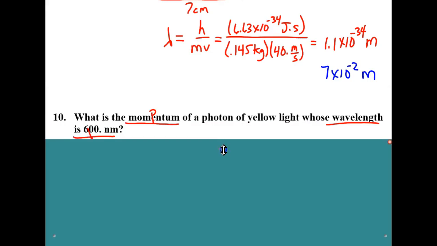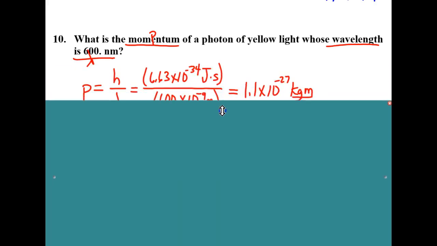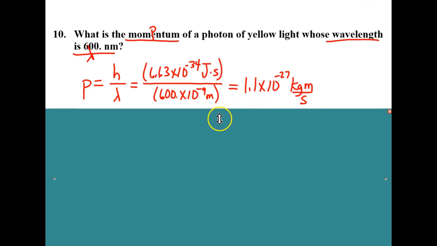Number 10. What is the momentum of a photon of yellow light whose wavelength is 600 nanometers? Okay, so this switches things around. Here we're looking at momentum, so p equals h over lambda. Again, make sure you use the joule-second form of Planck's constant. And the wavelength was given as 600 nanometers, so 600 times 10 to the negative 9, the metric prefix nano. We go ahead and we divide, and we should get 1.1 times 10 to the negative 27 kilogram meters per second on that unit of momentum.